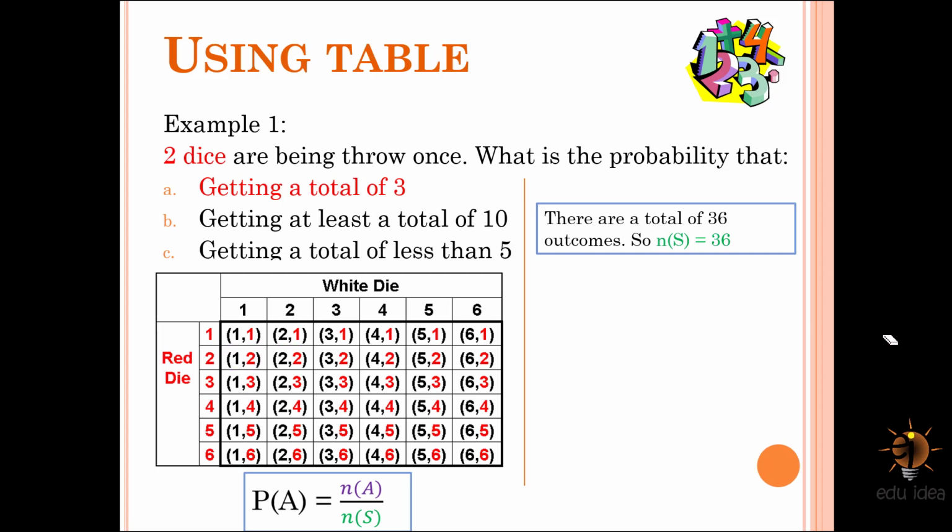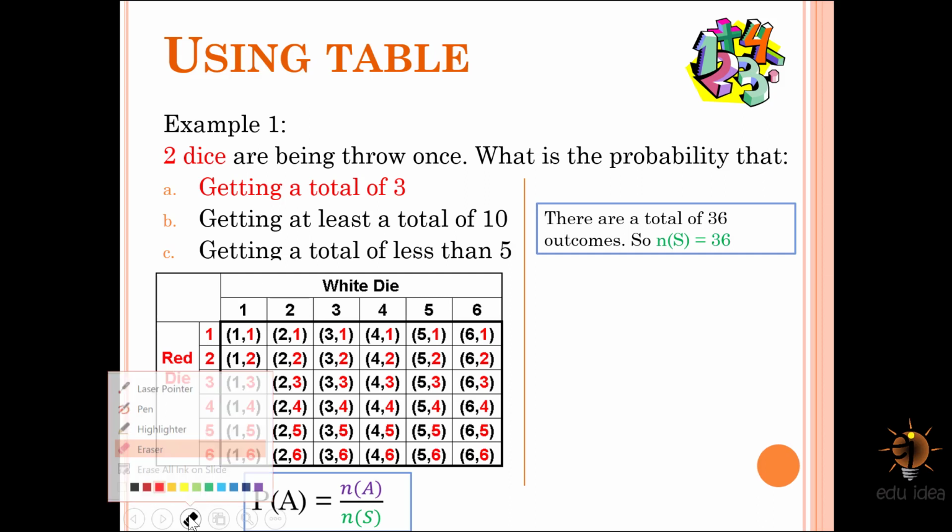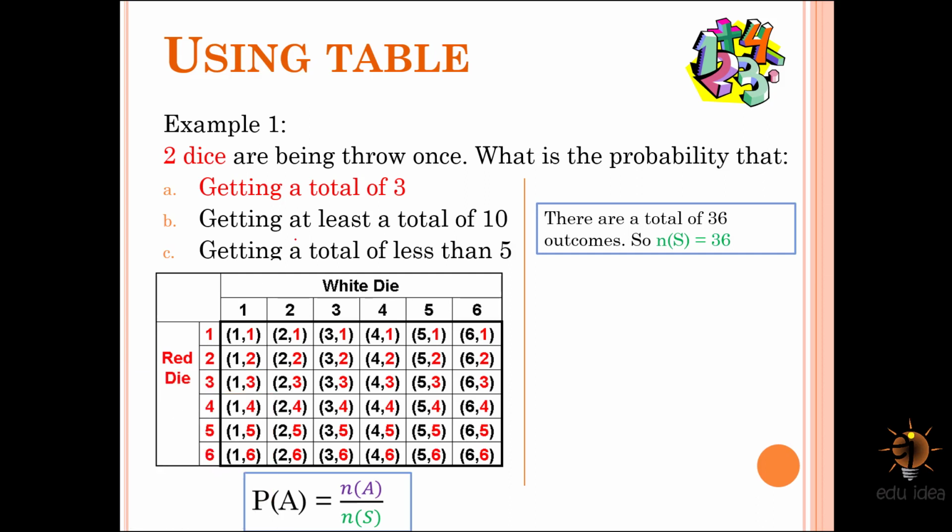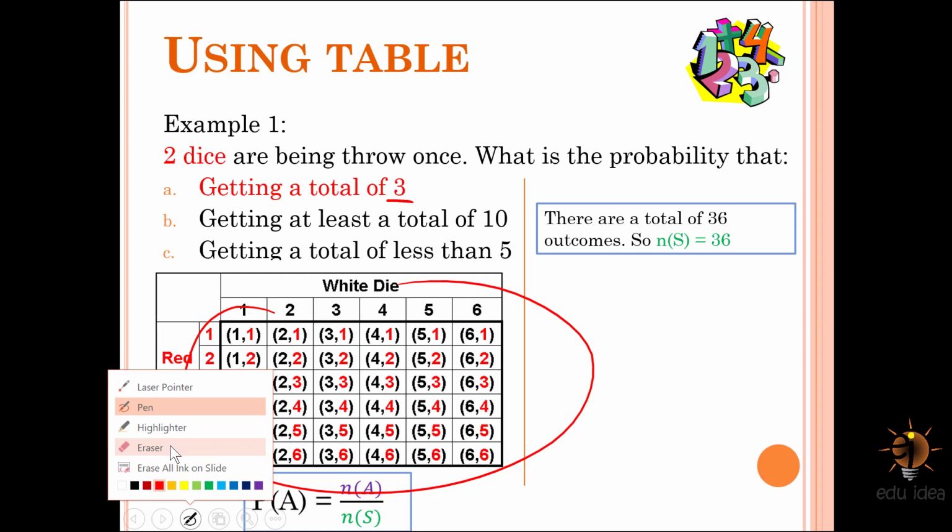Okay, so in here, the first question is getting a total of 3. So what does that mean? It means that if you add the two numbers on the white die and on the red die, you will get a total of 3, right? So in which of these pairs do we get 3 from adding both of the numbers?